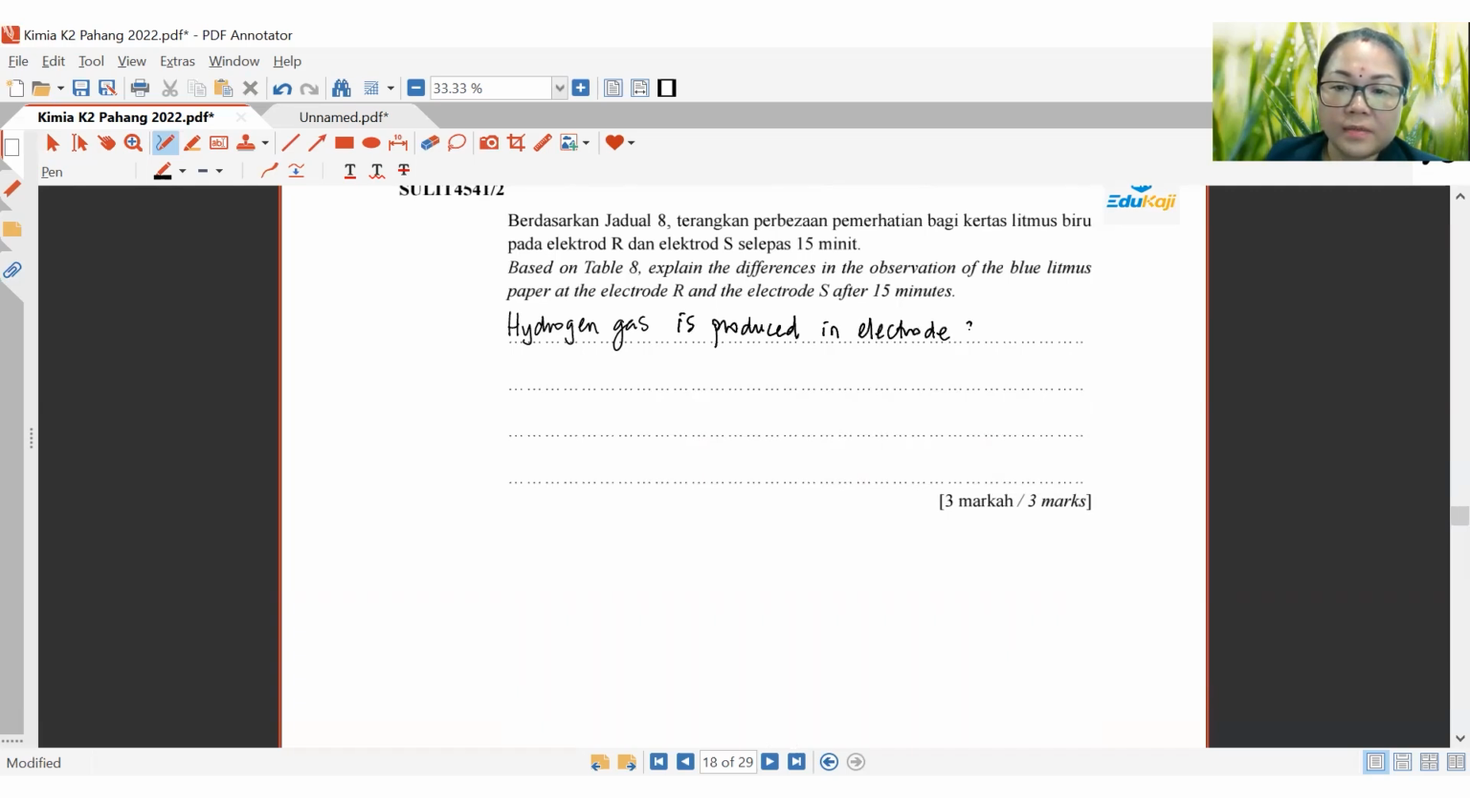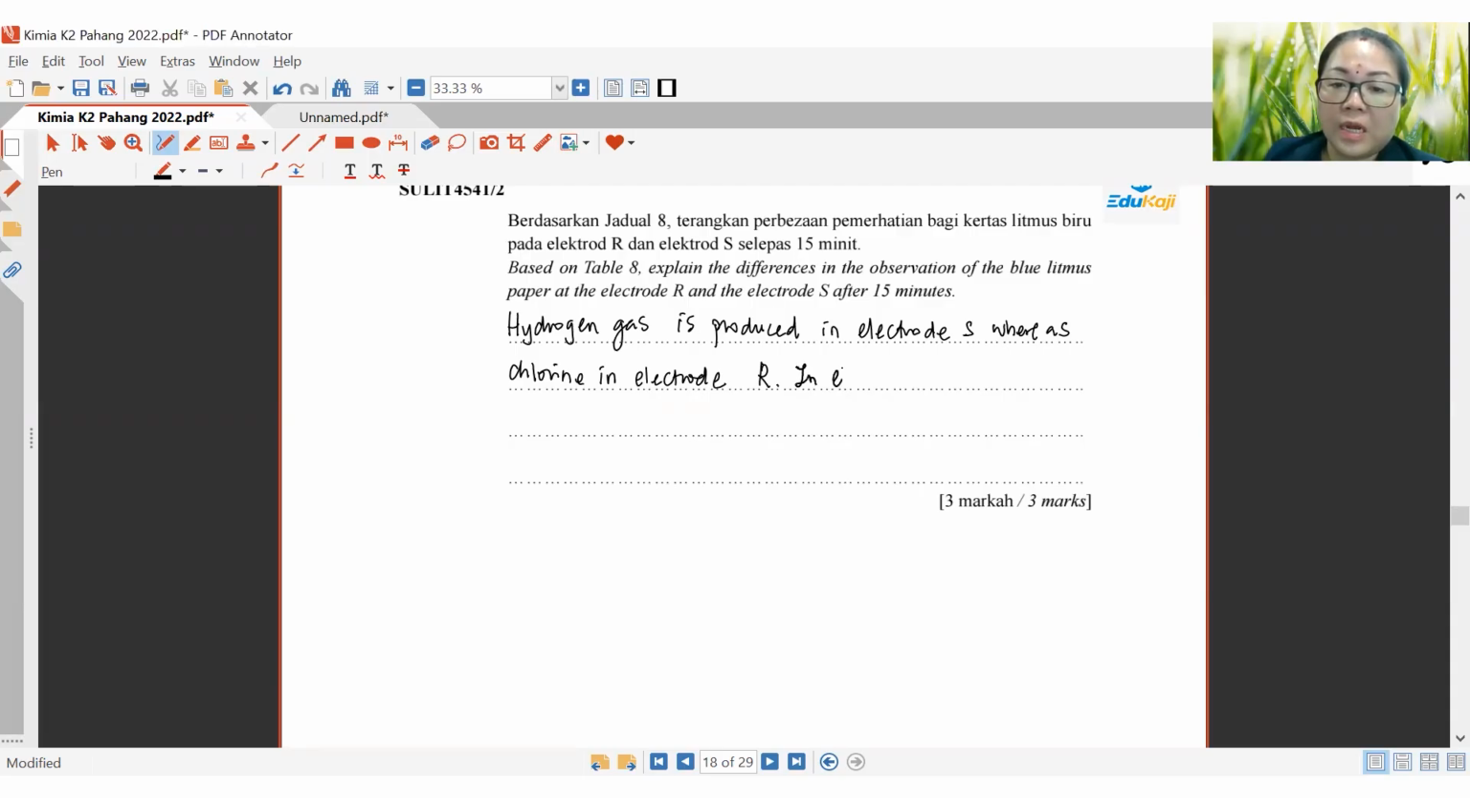Whereas chlorine in electrode R. All right, just straight to the point. Don't have to beat around the bush telling so many stories. Now hydrogen ion, why is it that? Because it discharges at electrode S because the E0 value for hydrogen ion is more positive than sodium ion.